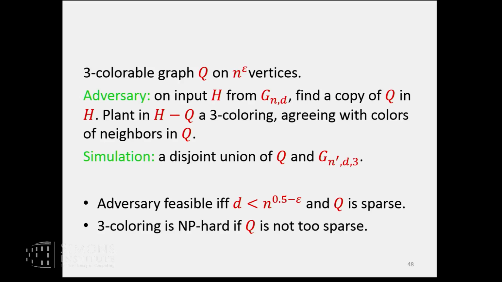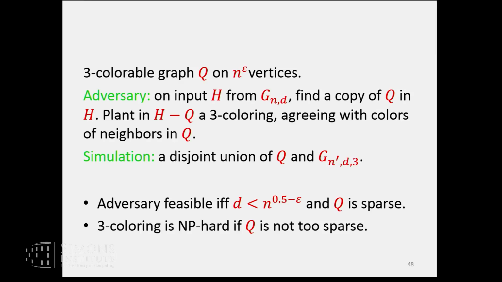On input H from the graph class GND, it will find a copy of this small graph Q in H, and plant in H a 3-coloring agreeing with Q in such a way that edges between Q and the rest of the graph would drop. And in the simulation, what we give the algorithm is just a disjoint union of this small graph Q and the random graph.